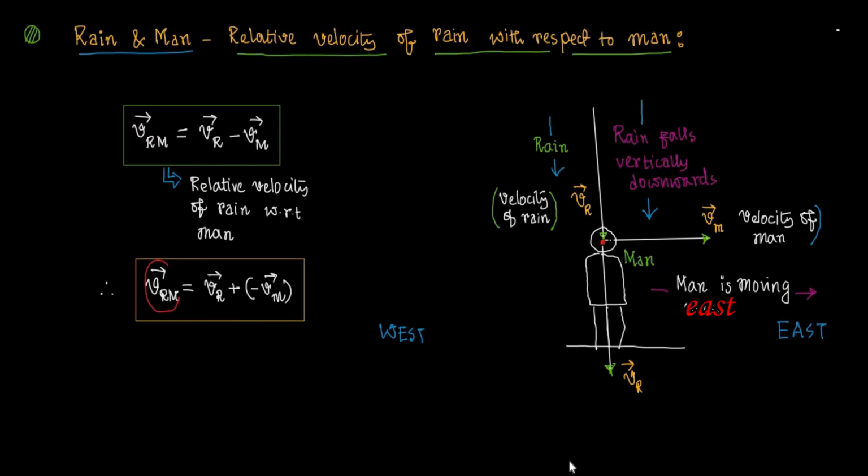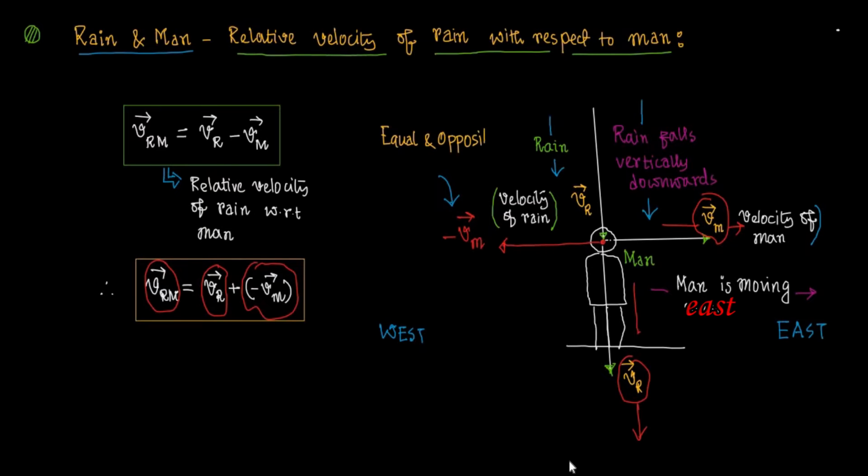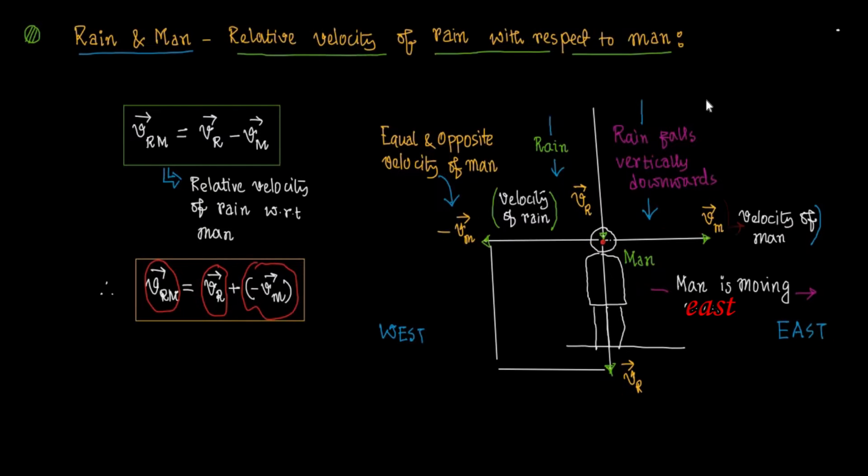To find vector vrm, which is vector vr plus, under bracket, minus vector vm, the velocity of the rain should be extended in the forward direction, and vector vm, acting towards the right, is extended in the opposite direction. That means equal and opposite velocity of the man should be imposed so that the man comes to rest, and the man will observe the motion of the rain.